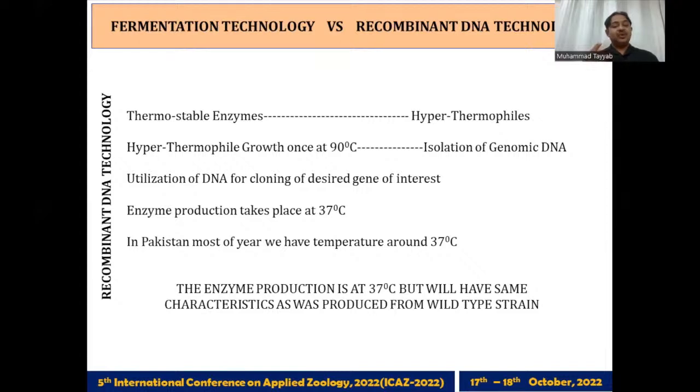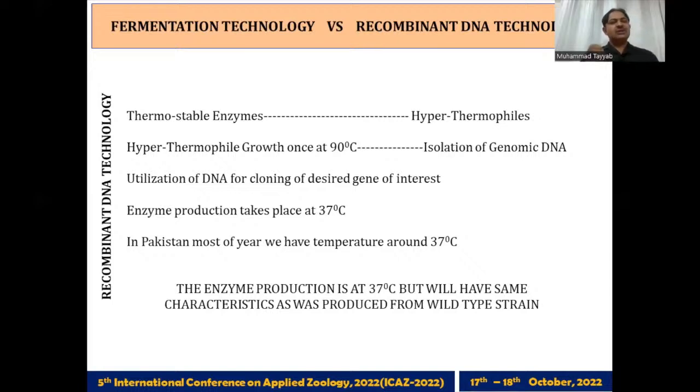And the important thing is that if you utilize a mesophilic microbial strain as the expression host, it can grow simply at 37 degrees Celsius. And we know in Pakistan, most of the year we have around this temperature. So enzyme production goes on at 37 degrees Celsius in case of recombinant DNA technology. But the produced enzyme will have the same characteristics as was produced by the wild type strain.